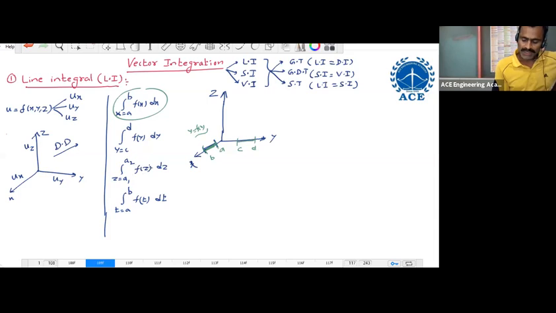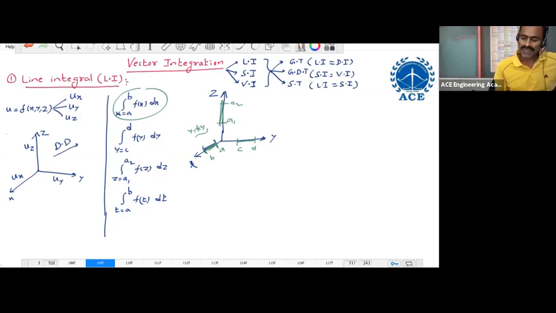Next, the function is in terms of z. We evaluate this integral along the z-axis from a1 to a2 only. The first integral is along the x-axis from a to b. The second integral is along the y-axis from c to d. The third integral is along the z-axis from a1 to a2. Similarly, the last integral is along the t-axis from a to b. All these single integrals are integrals along the coordinate axes only, just like ux, uy, uz are derivatives along the coordinate axes.